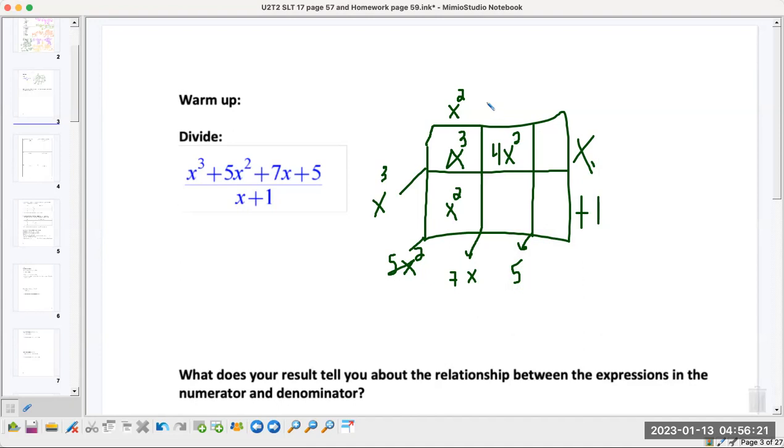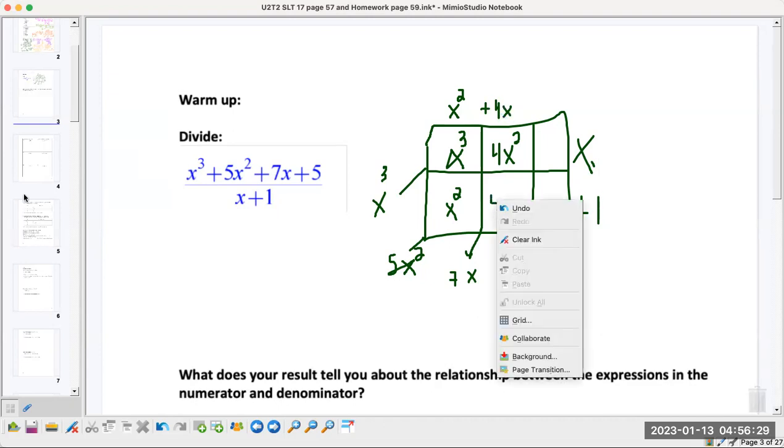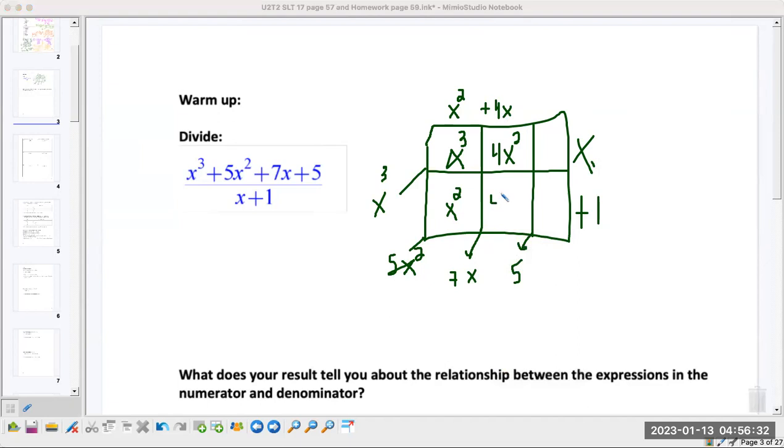All right, have your division thought. 4x squared divided by x is plus 4x. Multiply back. 4x times 1 is 4x. And then this box plus this box need to add up to 7x. So 4x plus 3x gives me 7x. Have your last division thought. 3x divided by x is plus 3. Multiply back. 3 times 1 is 3.